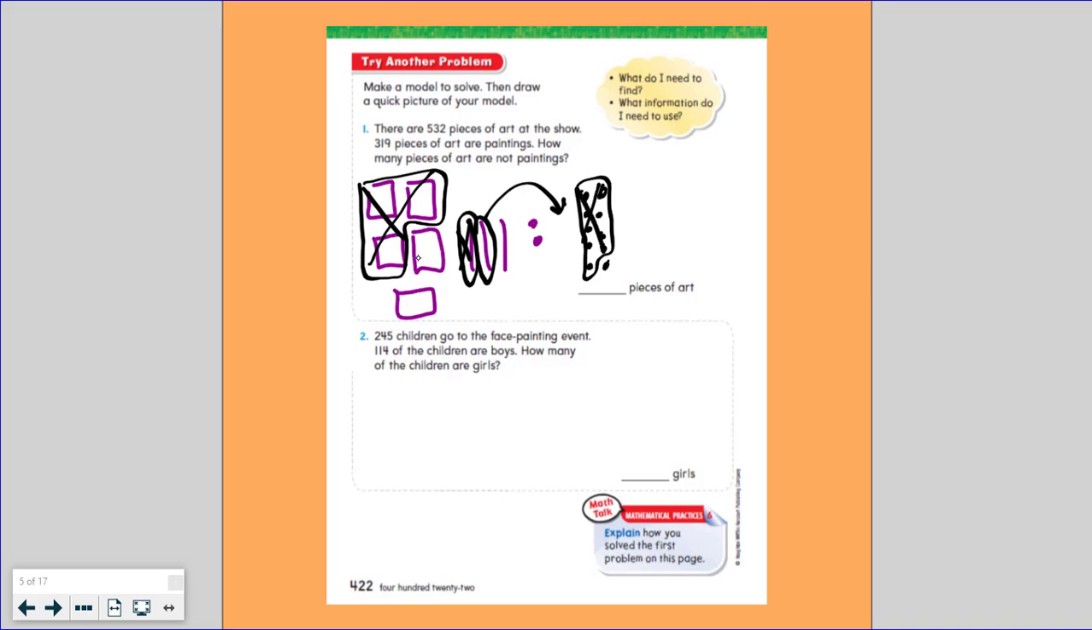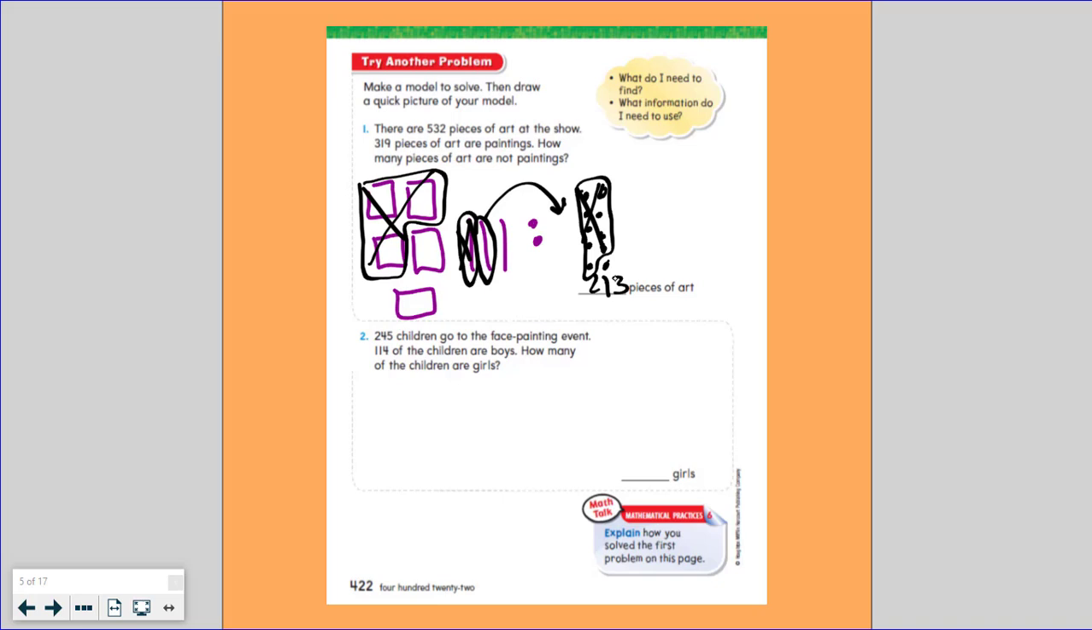Okay, so what do I have left? 200, 1 ten, and 1, 2, 3 ones. So that means 213 pieces of art are not paintings. Does your answer match mine?